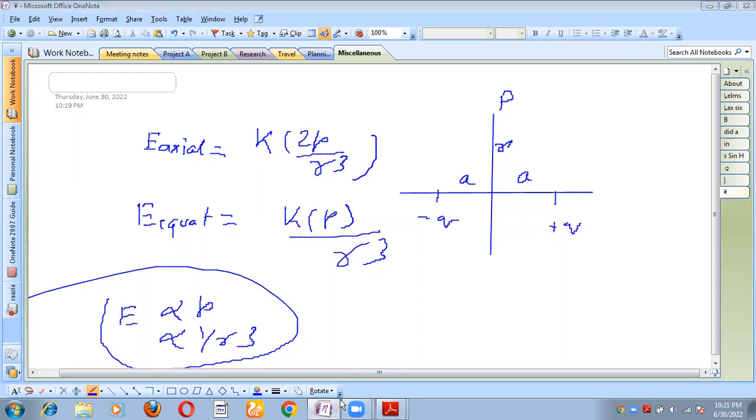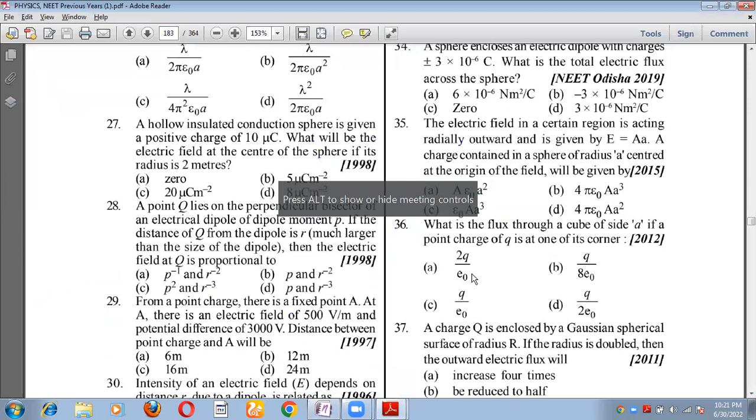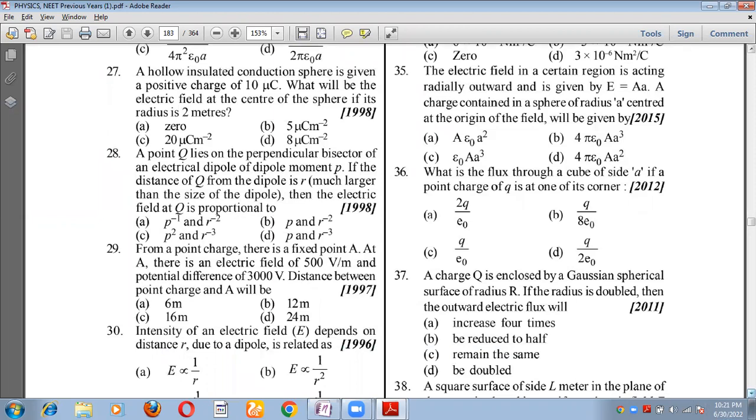Has everyone understood? Anifa, Maimuna, are you getting it? Yes, sir. Very easy. We only have to apply the formula to see which one is the correct option. D is the correct answer: proportional to P and inversely proportional to R cube. So the correct option is D.